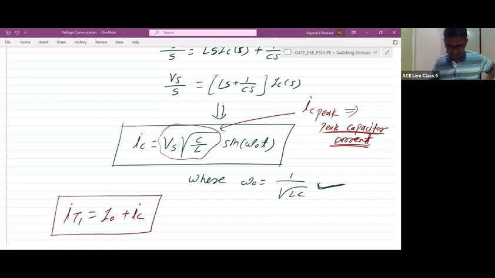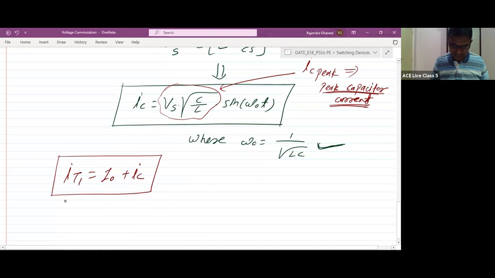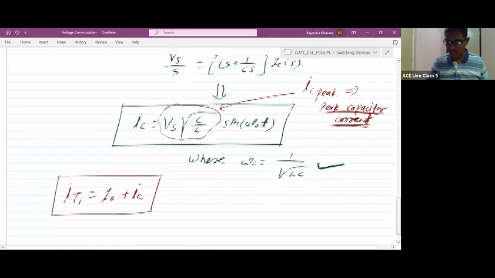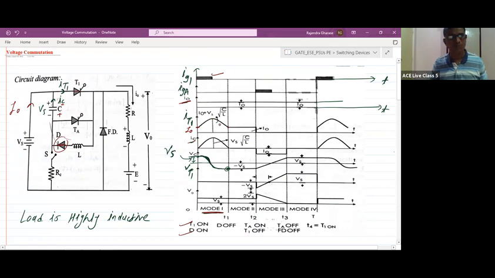Network not done? Yeah, I know, but try to understand only whatever I'm explaining here. So IT1 is I0 plus IC. If you check, IT1 is an addition of these two waveforms. That's why we are getting this type of waveform.